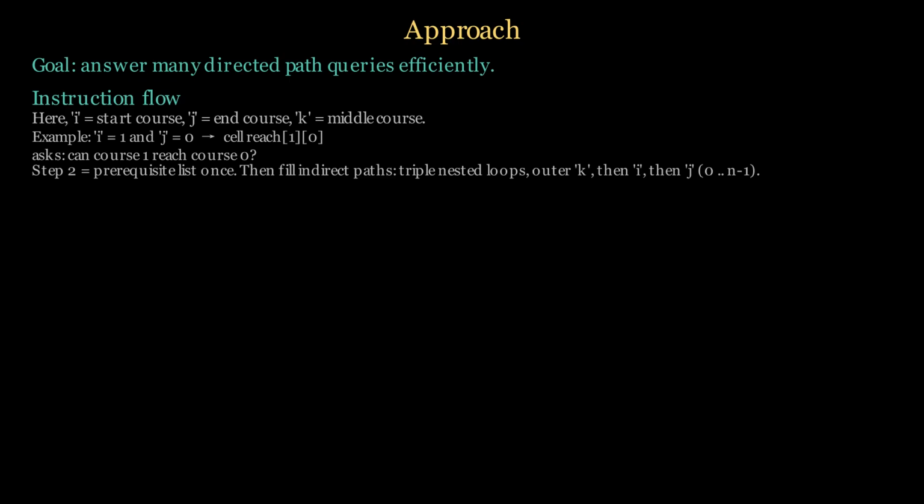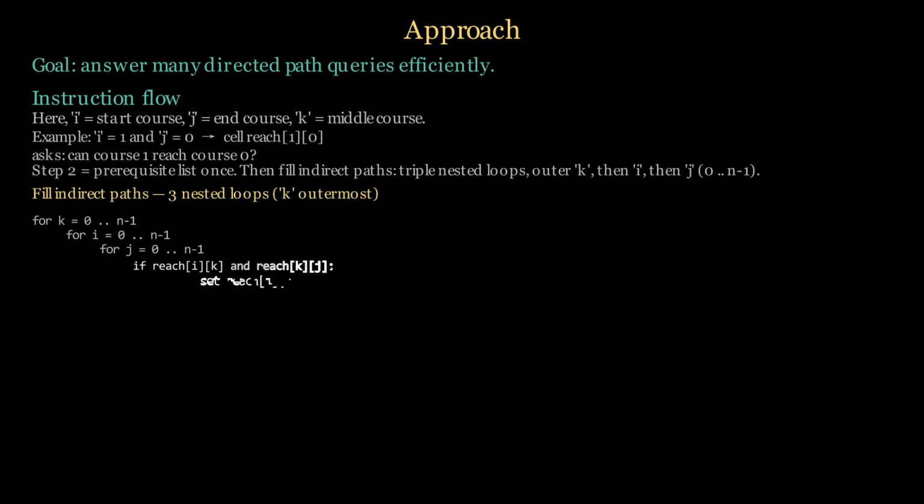You run 3 nested loops with k on the outside, then i, then j, each ranging over every course index. Picture filling indirect paths as 3 nested for loops. k is the outer loop, i is the middle loop, j is the inner loop. Each runs from 0 through n-1. Inside the innermost body, if i can reach k and k can reach j, mark i can reach j.